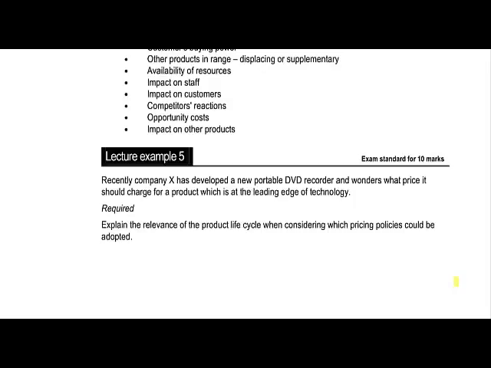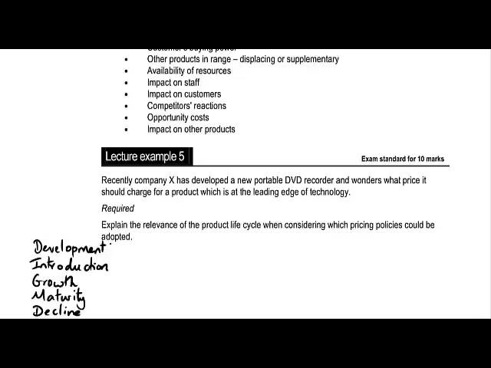So it's useful at this point just to remind ourselves about the product lifecycle. We've mentioned it a few times in this chapter, but this lecture example looks at a portable DVD recorder. And it wants you to explain the relevance of the product lifecycle when considering which pricing policies should be adopted. So let's just remind ourselves what the 5 stages of the product lifecycle are. So we've got development, introduction, growth, maturity, and final decline. So let's think about which pricing policies would be appropriate at each stage.